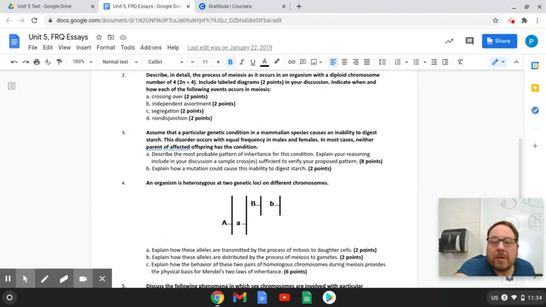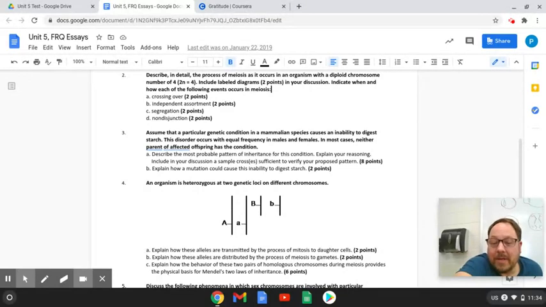Number 3, assume that a particular genetic condition in a mammalian species causes an inability to digest starch. This disorder occurs with equal frequency in males and females. Boom, boom, boom. That's a clue. In most cases, neither parent of affected offspring has the condition. Another clue. A, describe the most probable pattern of inheritance.